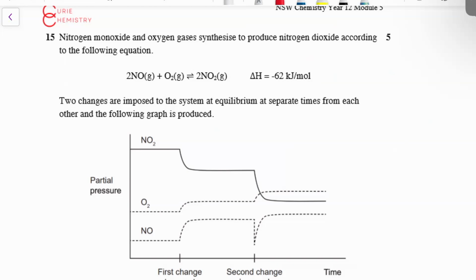Again, when you're reading these questions, we're used to rate versus time and concentration versus time graphs. This is different. This is a pressure versus time graph. But pressure is related to moles and moles is related to concentration. So we can use the rules we had for concentration versus time graphs to apply it here. First change imposed.